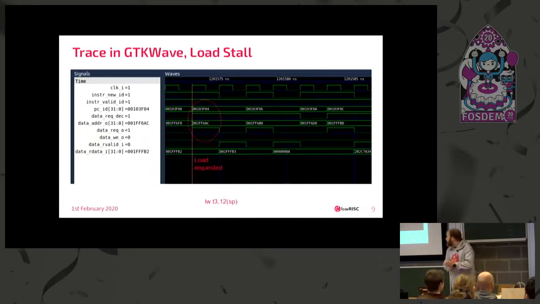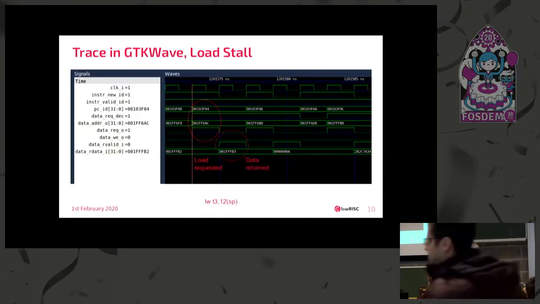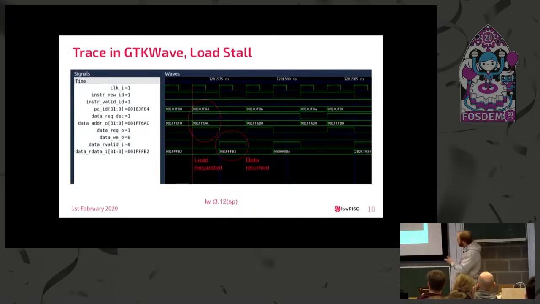Next thing we can look at is loads. And again, we end up stalling on every single load. And the reason for this is, again, our 2-stage pipeline. In the first cycle, we request the data. We have 1 cycle access latency, so in the next cycle, we get it back. But we need to wait a cycle for us to get that data back. So we end up stalling the pipeline again.